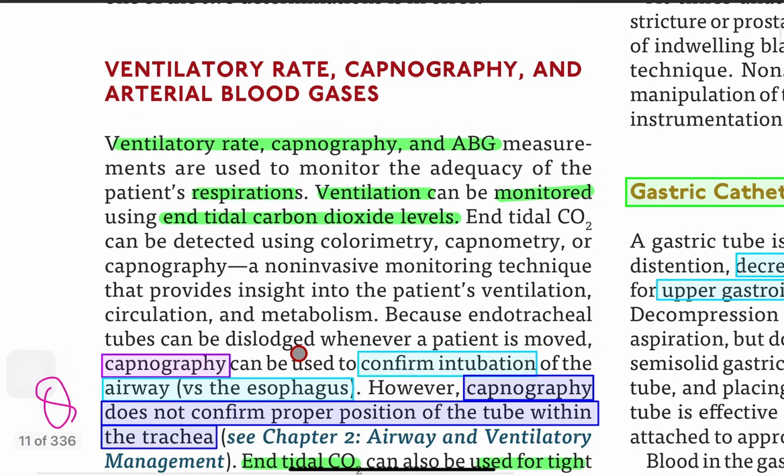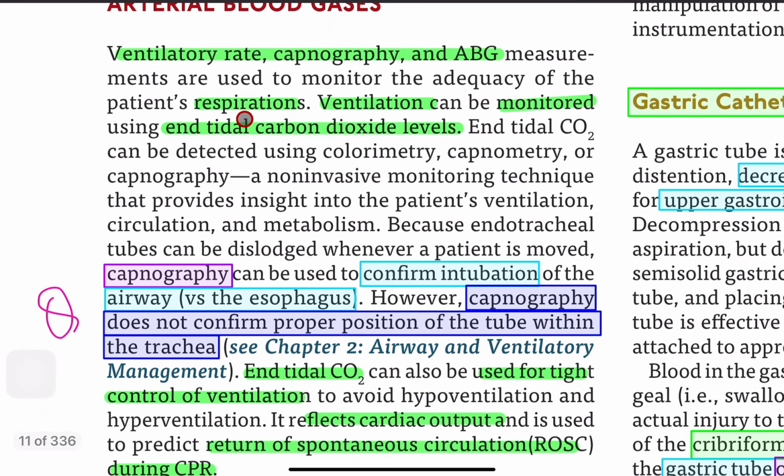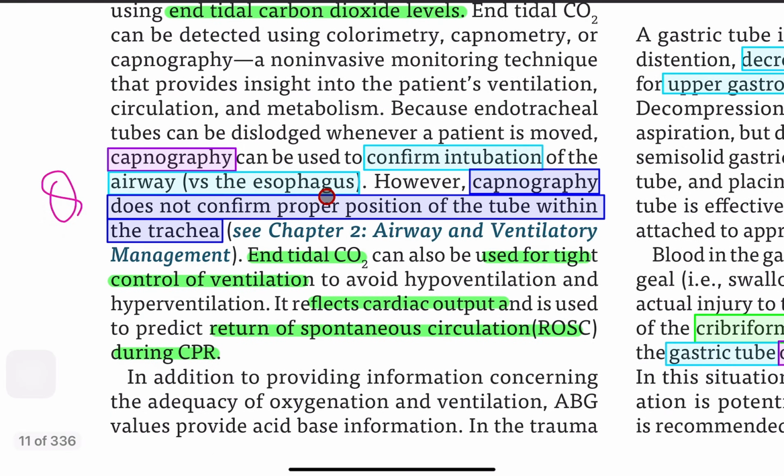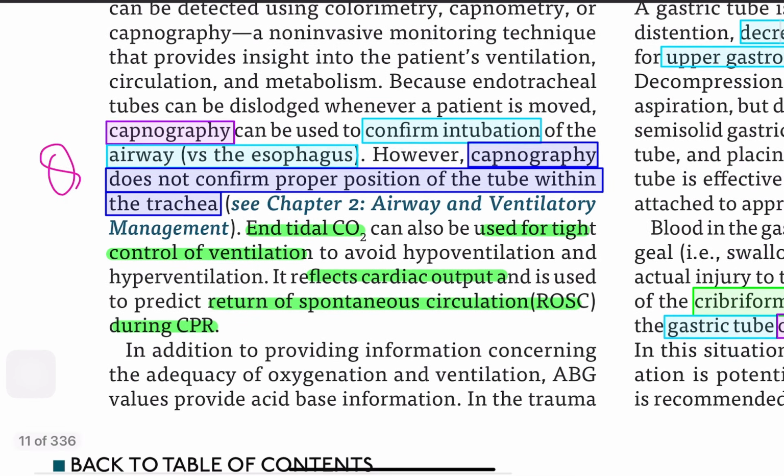So regarding ventilation, we can monitor it by end-tidal carbon dioxide level. The important one is capnography. So what is the use of capnography? Capnography confirms the intubation. Okay. So whether the tube is in the airway or esophagus. Capnography does not confirm the proper position of the tube within the trachea. So it will just say your tube is in the trachea, not where exactly it is. Okay. So it just differentiates between esophagus and trachea. That's it. Okay.